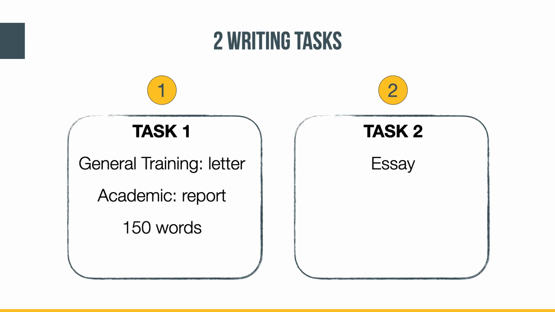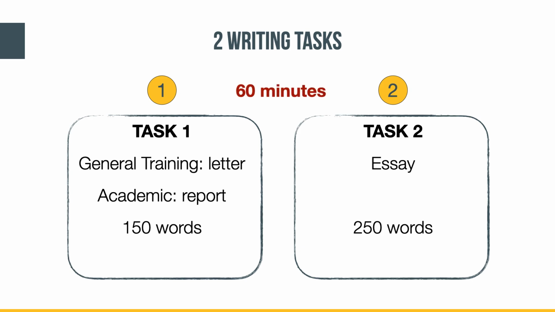Task 2, which is what this course is all about, you're asked to write an essay. And this is the same regardless of whether you're taking the general training test or the academic test. It's both the same, although there are some differences between the two tests, which I'll explain in a moment. And you should write at least 250 words in Task 2.